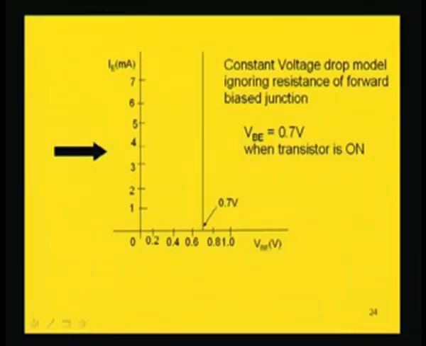So, this constant drop model will be ignoring that forward resistance, which is very small in the forward bias junction, that is why we can neglect it effectively. So, this will be the input characteristic we will be approximating. So, when the transistor is on, always we will be considering the drop in the forward bias region, VBE, to be 0.7 volt. This is a constant voltage drop we will be considering.